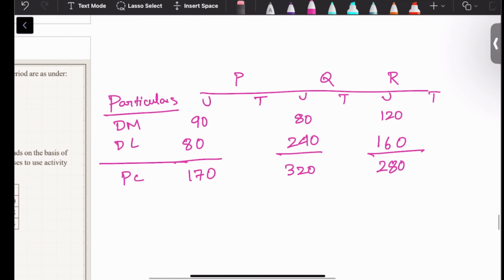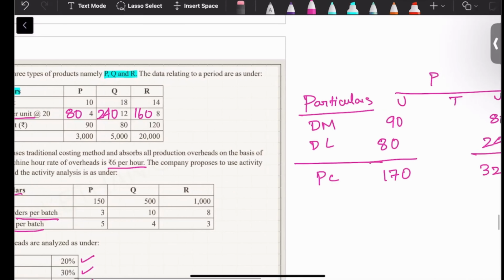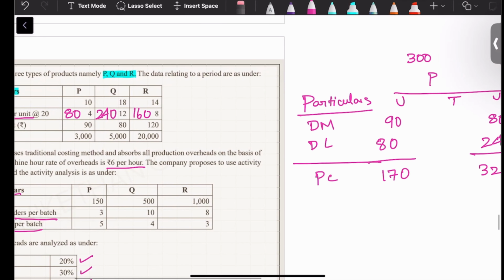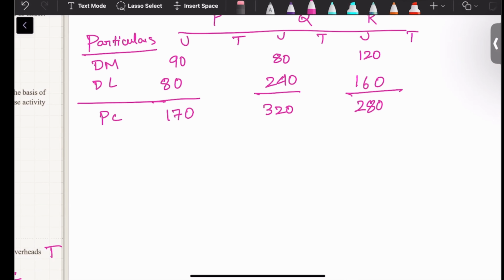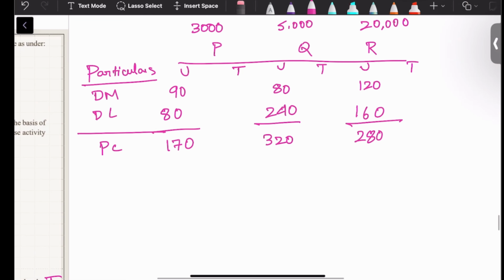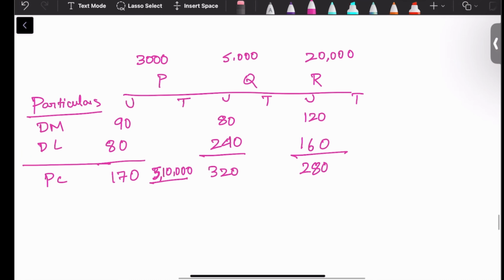After this I have to record the overhead. So overhead is absorbed on the basis of 6 per hour. So that means whatever hours are consumed for P, Q, R, per unit it is absorbed at 6 per hour. At this point we can also write the total if required, but overhead we can also calculate at the unit and total level later, so that is also possible.